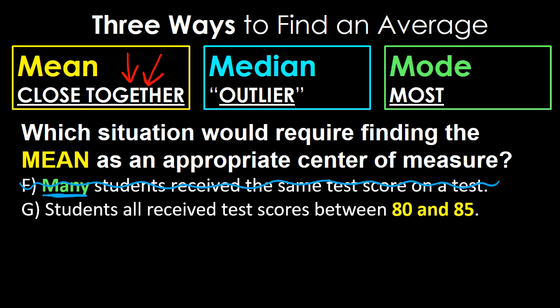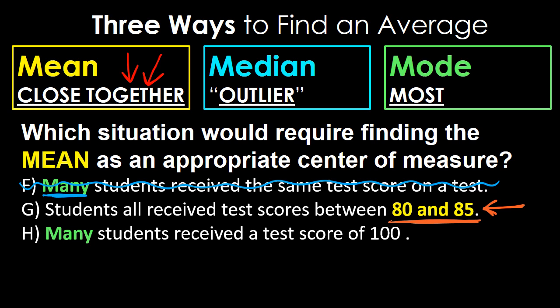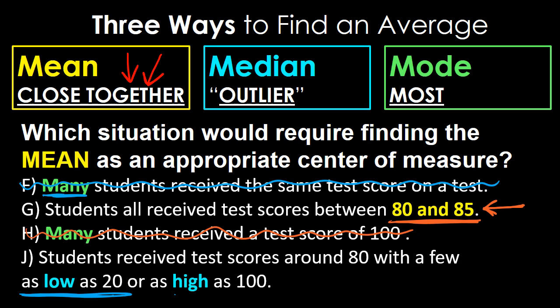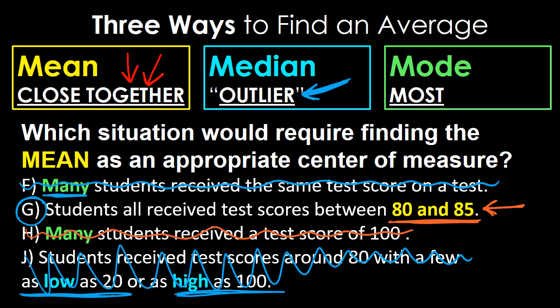Students all received test scores between 80 and 85. These scores are close together, so let's leave letter G as an option for mean. How about many students received a test score of 100? We see the keyword many there, so let's get rid of that one. Last but not least, students received test scores around 80 with a few as low as 20 and as high as 100. Here we have some low scores and some high scores, which are key things to look out for as outliers. If we have an outlier, we're trying to figure out the median, but we're looking for the mean for this problem, so let's cross that one out. We're just left with letter G, where students all received test scores between 80 and 85.